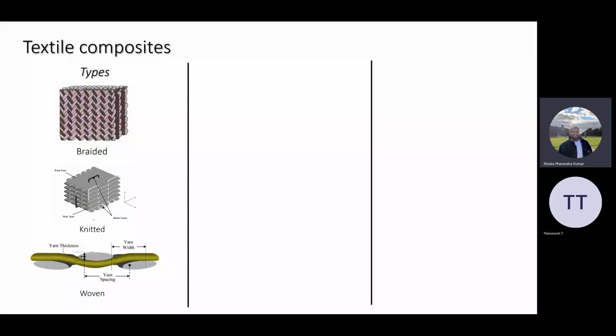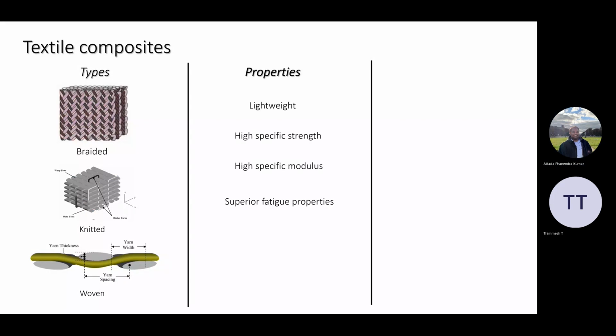and how the structure of the microstructure is. Why are we using textile composites compared to conventional laminated composites? Textile composites offer lightweight, high specific strength, high specific modulus, and superior fatigue properties.